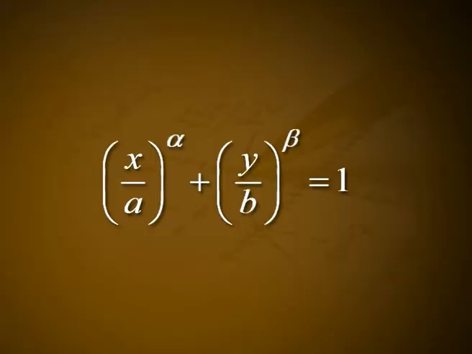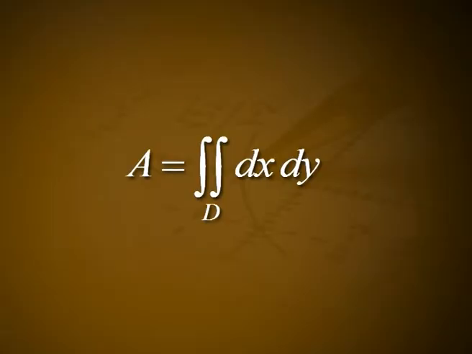Example 6. Find the area and the mass contained in the first quadrant enclosed by the curve (x/a)^α + (y/b)^β = 1, where α > 0, β > 0, and given that the density at any point P of (x,y) is k√(xy). Solution. The area A of the plane region is A = double integral over D dx dy.